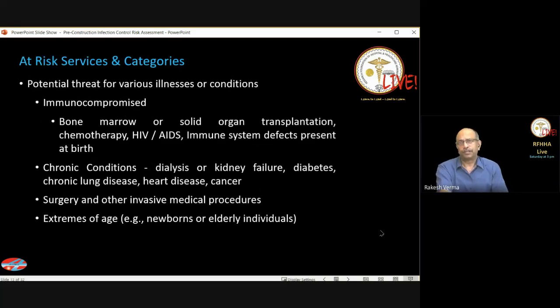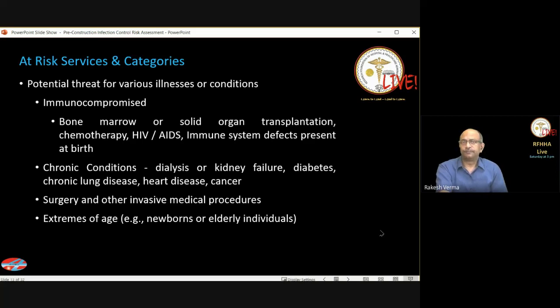So as a broad classification and as examples, these are some of the at-risk services and the patient categories who will be adversely affected. So we have all the patient care facilities where we keep immunocompromised patients. So whether it is a bone marrow, the solid organ transplantation areas, the chemotherapy wards, the places where the HIV/AIDS patients are kept, or any patient who has a compromised immune system.